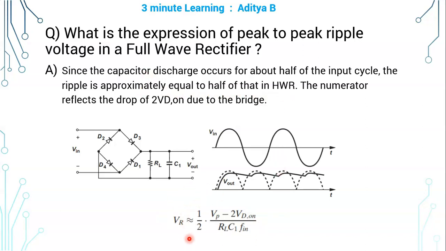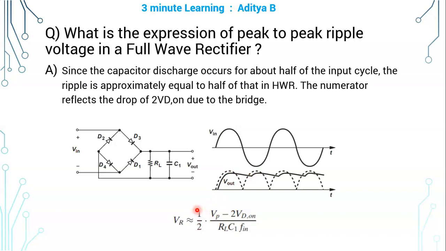If you see the ripple voltage formula in half wave rectifier, it is Vp minus Vd on into T in by tau, or Vp minus Vd on into T in by RL into C1. Tau is the RL into C1, which is the discharging time constant of the capacitor C1. So to get the ripple formula for full wave rectifier, we have to replace the T in by T in by 2, because earlier T in was from this point till this point, from this point to this point. Now T in is from this time to this time only, from here to here. So we have to replace T in by T in by 2 or F in by 2 into F in.